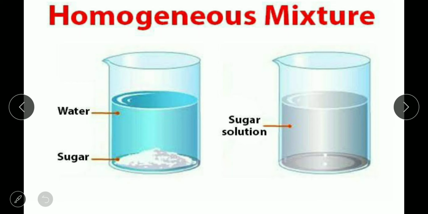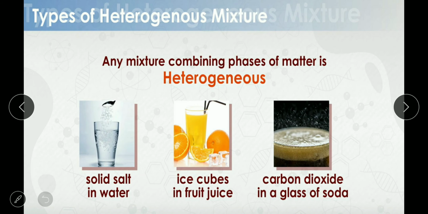Homogeneous mixture. A water sugar solution is an example of a homogeneous mixture. When sugar is properly mixed in water, this solution is prepared. This is a homogeneous mixture. In a homogeneous mixture, particles cannot be easily separated. And a heterogeneous mixture: any mixture combining phases of matter is heterogeneous.